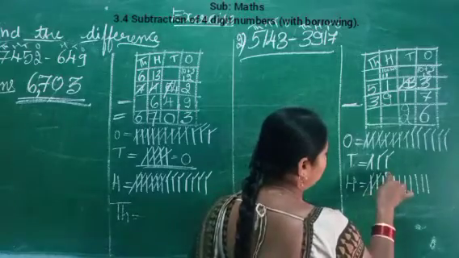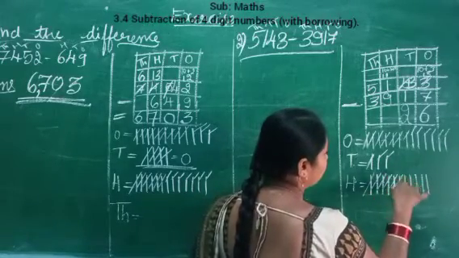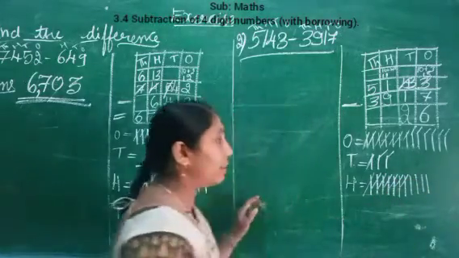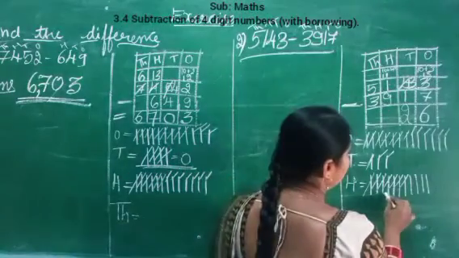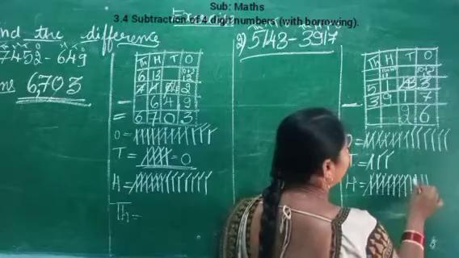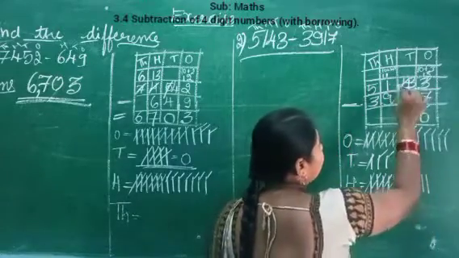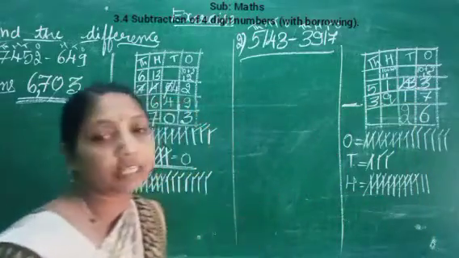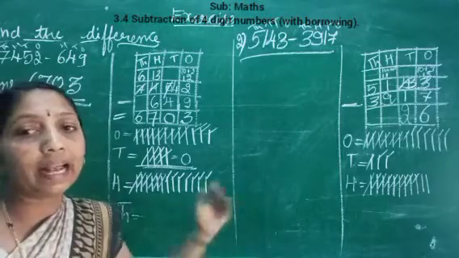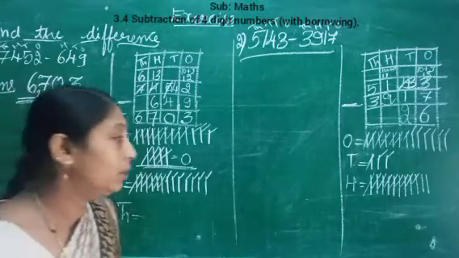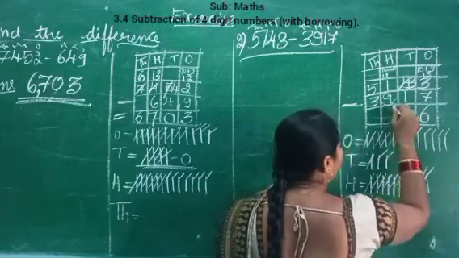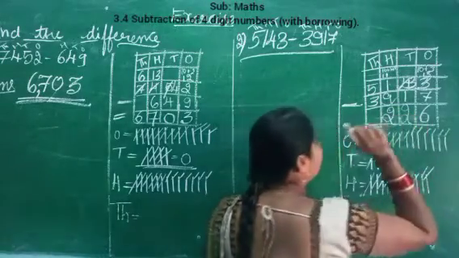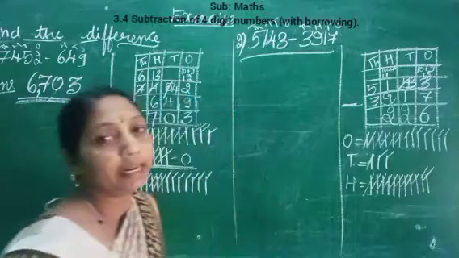1, 2, 3, 4, 5, 6, 7, 8. Sorry, so it is 9 now. We leave the 9 lines. How many lines are remaining there? You count it: 1, 2. Number is 2. We write the 2 in the hundreds place.